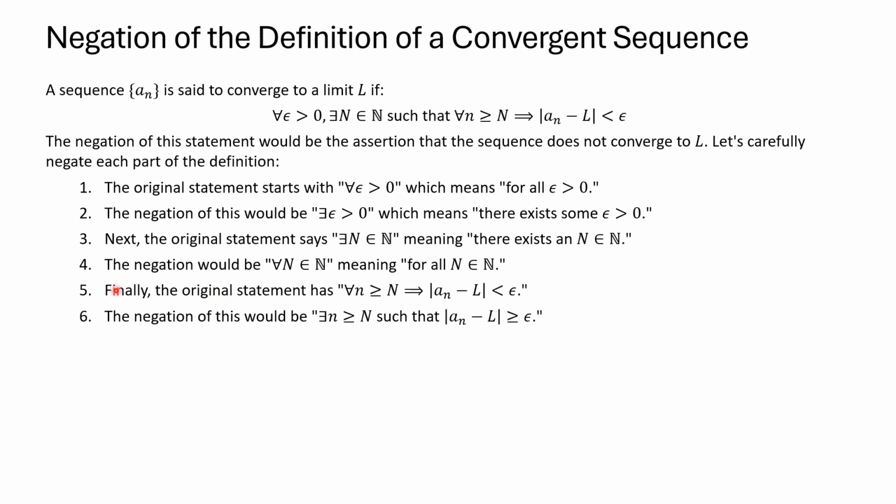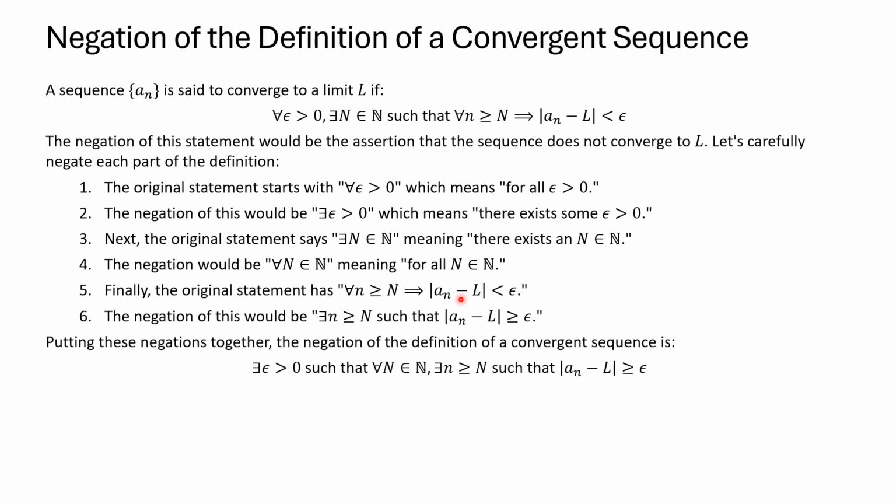And then we have this statement here. The original statement is for every n greater than capital N, we have the implication that the absolute value of the distance between a sub n and L is less than epsilon. And the negation of this would be there exists some n greater than or equal to capital N, such that a sub n minus L is greater than or equal to epsilon. And it just needs to be one such small n.